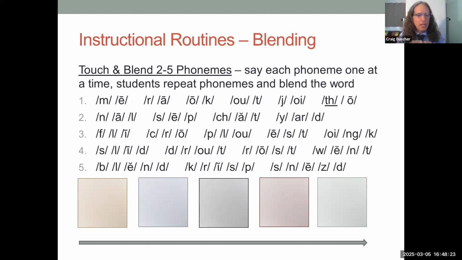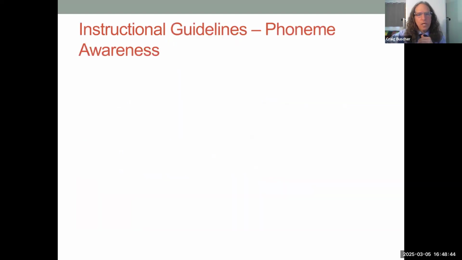If they're struggling, then you're going to model that. Listen to me. R, A. If I put them together, I get ray. Do it with me. R, A. Ray. Nice. And then we'll keep moving along in this progression. So that's what's going to help them to decode. So remember with dyslexia, right, there's likely going to be a reading and a spelling issue.